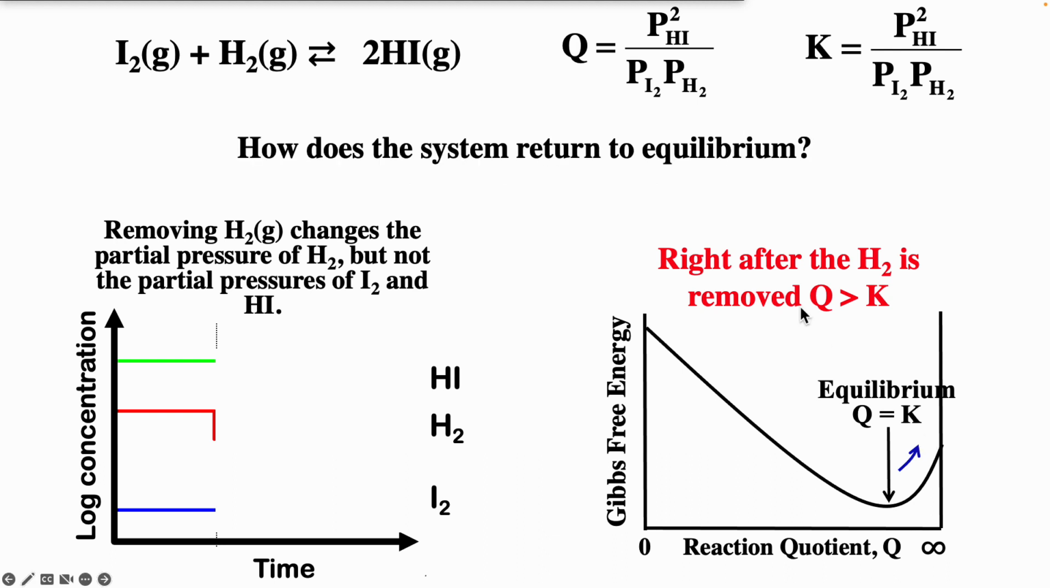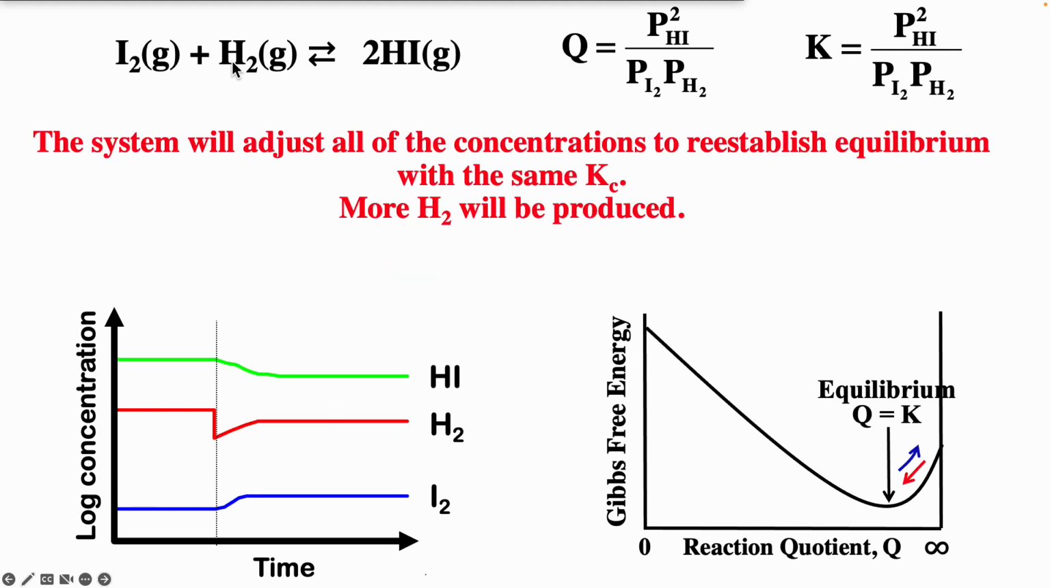And so how will the system return to equilibrium? We've removed some H2, and so HI will produce some more H2. All right, so if we're here where Q is greater than K, products form reactants until we get back to equilibrium. And again, here we have the concentrations. Here we're at equilibrium. We remove some H2, and then what happens is some of the removed H2 is made. And we also make some I2 because the reaction's going to the left until we reestablish equilibrium.